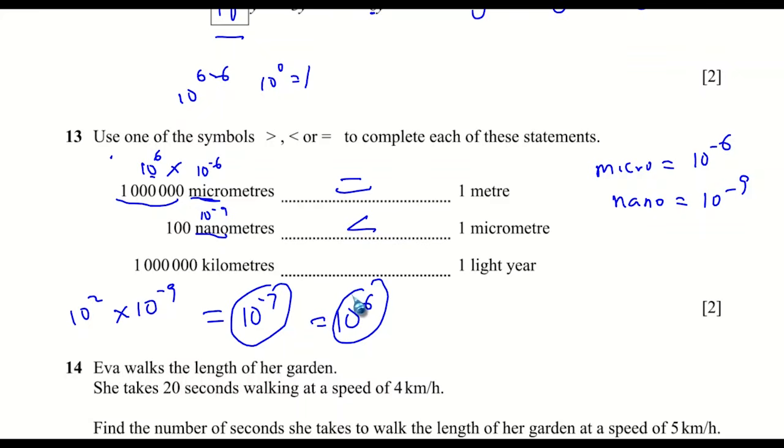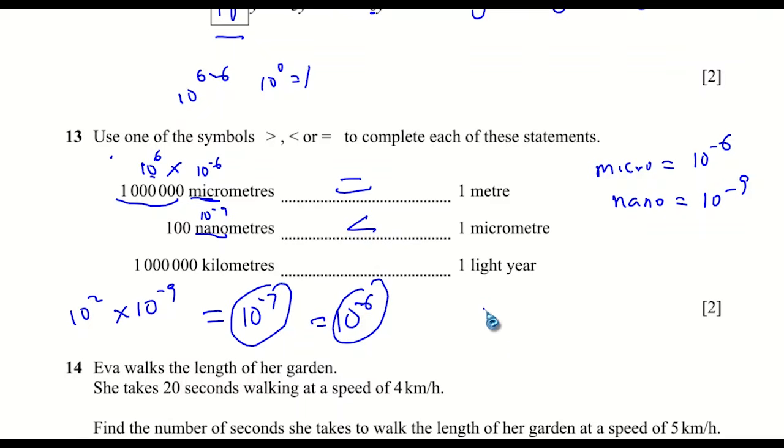So the third one, 1 million kilometers and 1 light year. So 1 light year is the distance light travels in 1 year. And that is a very large number.